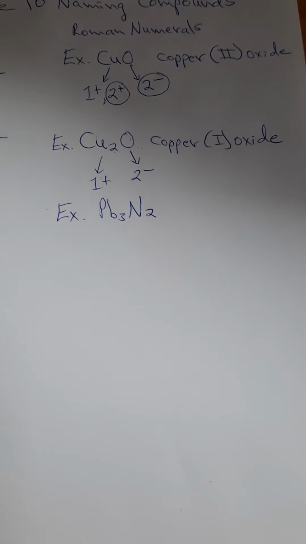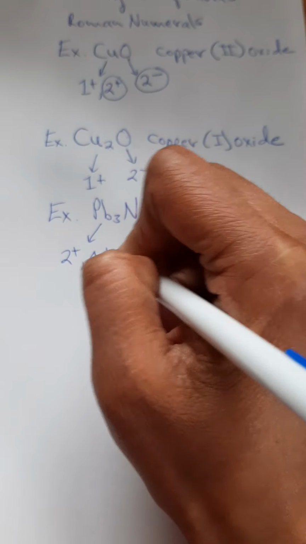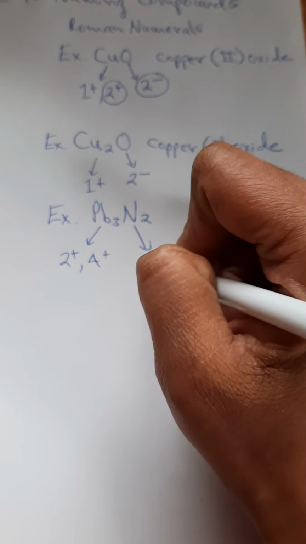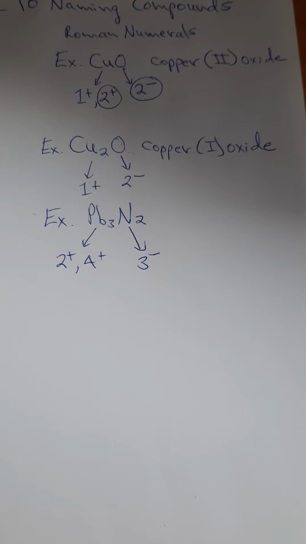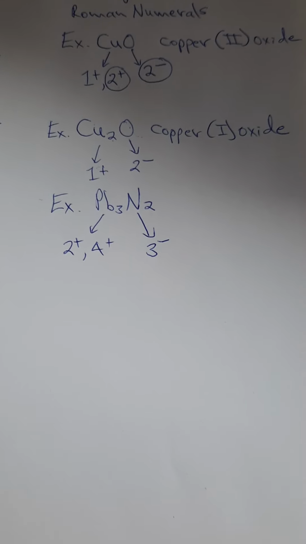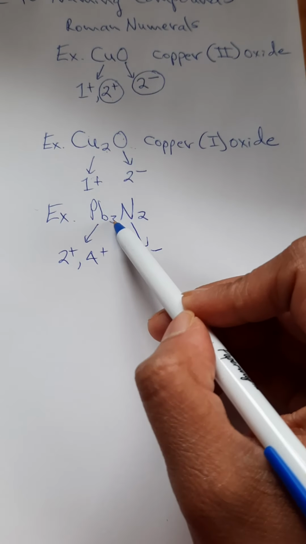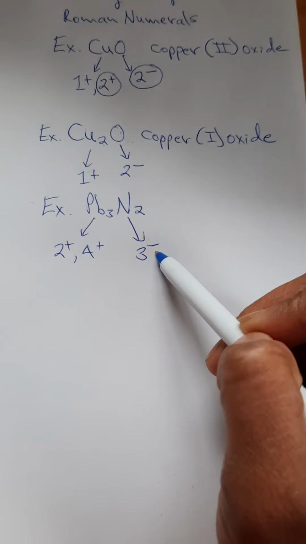Lead can also have two charges, so I'm going to write the charges here: 2+ and 4+. Nitrogen has a charge of 3-. Again, just check the periodic table. You don't need to memorize these charges. But I can see just by looking at it that this 3- is coming from the nitrogen.